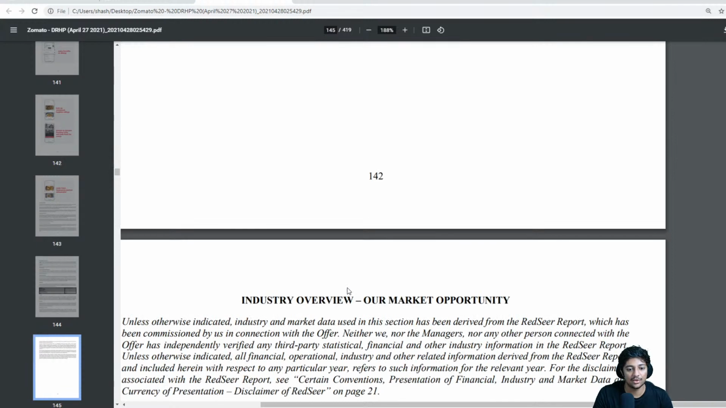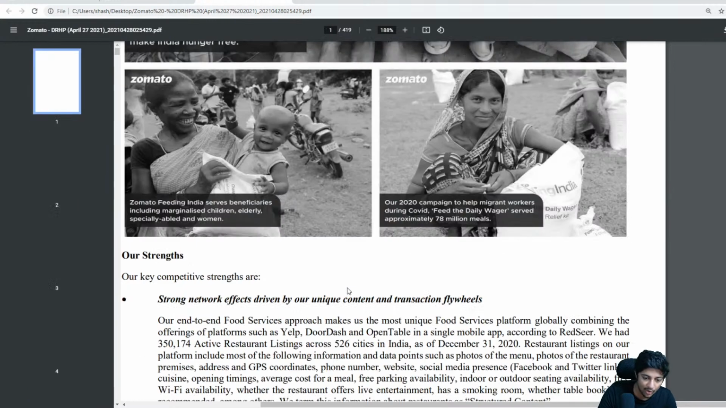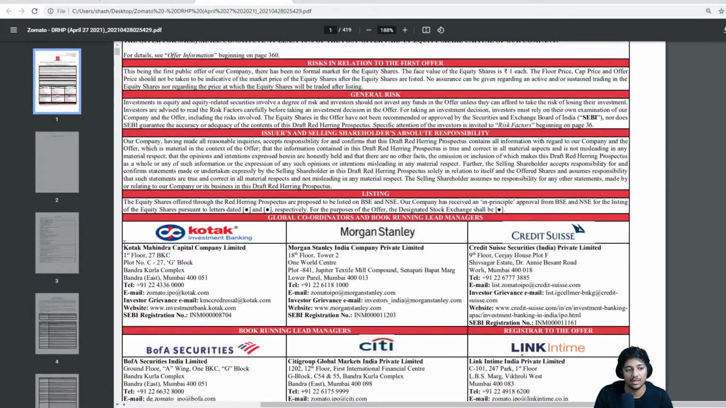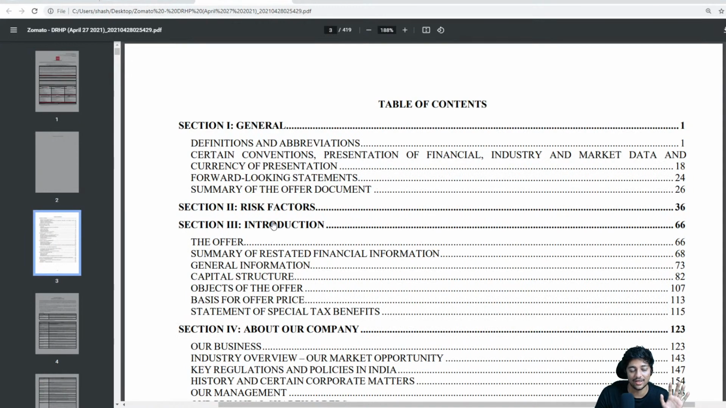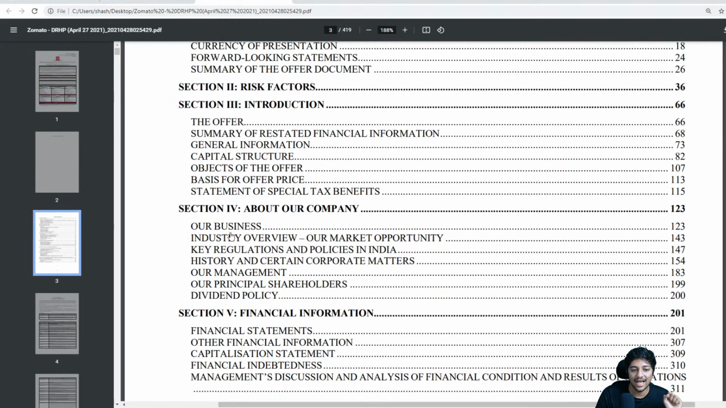Again, we keep skimming through. Okay, go back home. Let me show you what we finished right now. We went through about the company and we only saw our business, nothing else. Do you agree that there was a wealth of information only in our business? Massive amount of information only in our business. And it's still not even over.